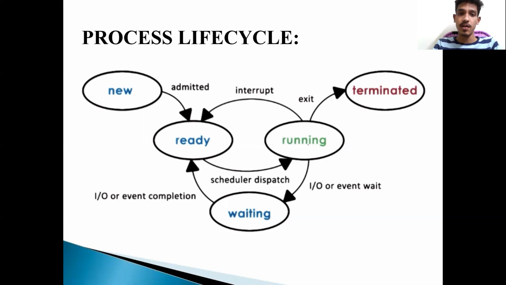Later, whenever that IO device which the program required is ready, again it will come to the ready state. And next, whenever it is ready, it goes to the running state and it gets executed. Whenever that process gets executed, it finally goes into the terminated state where the process is killed. So from new, where it is born, to terminated, where it is killed. This is the process life cycle.